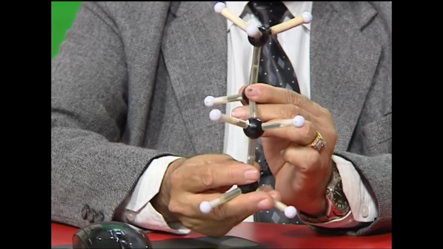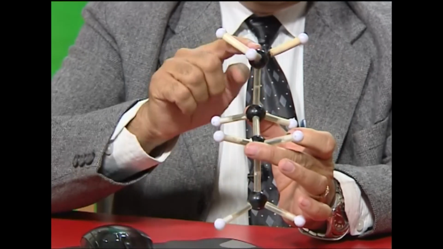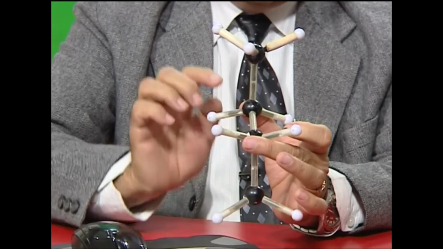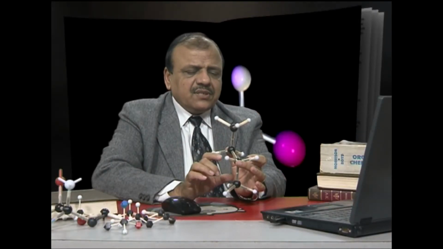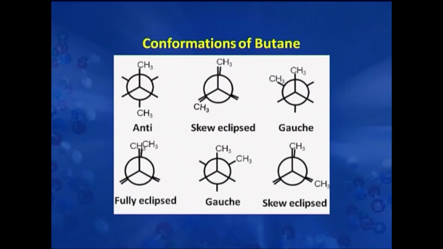And then we come to the anti-conformation. In this conformation, the methyls are far away from each other and this is a staggered conformation. So, there is no torsional strain and no steric strain. So, this is the most stable conformation for butane. We can see the different conformations of butane again with the help of these Newman projections. This is anti, and this represents skew eclipsed or partially eclipsed.